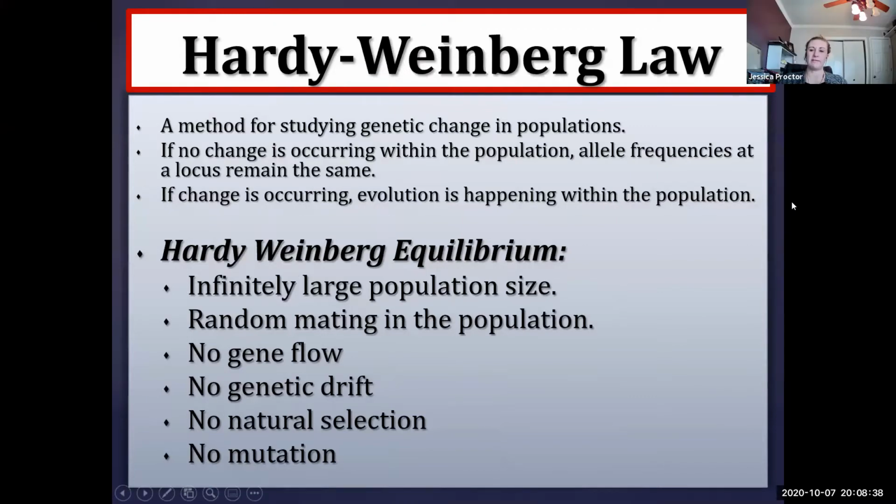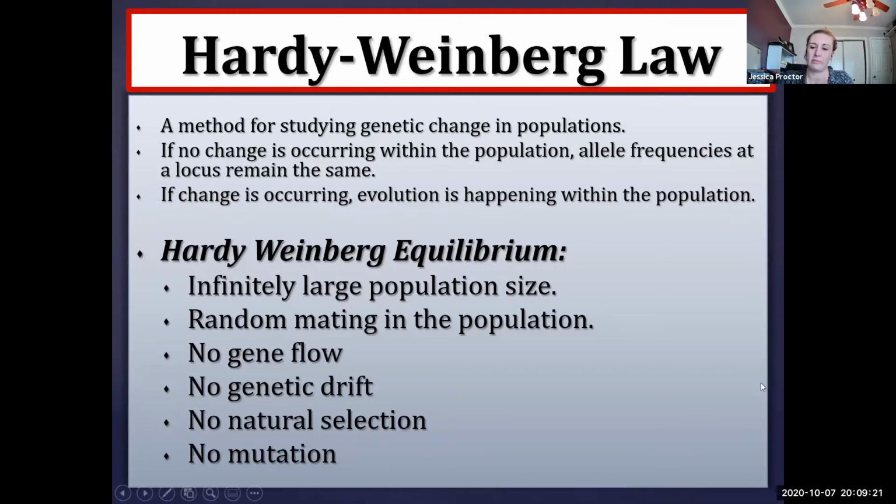Perfect. All right, so just some basics about the Hardy-Weinberg equation. It is a method that we utilize for studying genetic change in populations. Remember, evolution is essentially changes in allele frequencies from generation to generation, so the Hardy-Weinberg equation is a method that allows us to do that. If a population is in what we call Hardy-Weinberg equilibrium, it means that the allele frequencies at a locus, remember, a locus is the location of the gene on the chromosome, will remain the same from generation to generation. It essentially means that the forces of evolution are not operating upon that feature at that time.